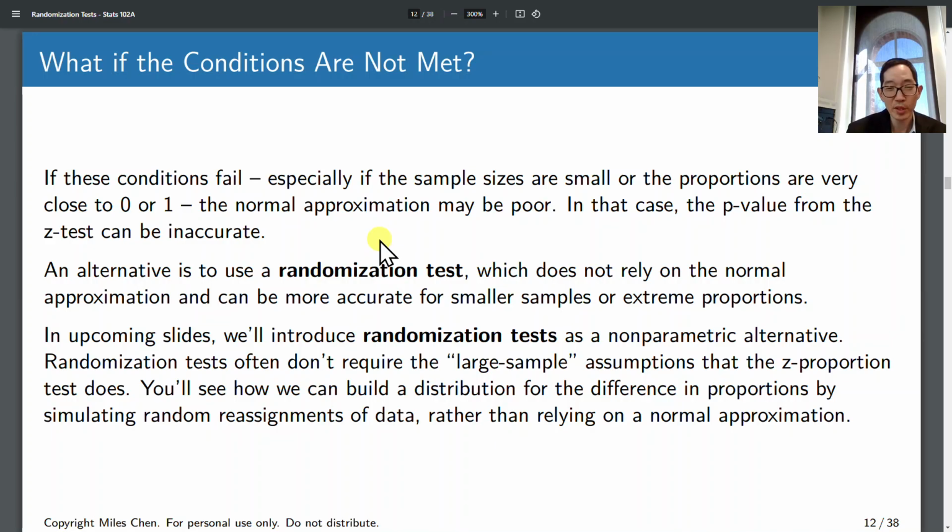So we'll look at randomization tests as a non-parametric alternative. They don't require the large sample assumptions that the z-test for proportions requires, and we'll try to build a distribution for the difference in proportions by simulating random reassignment of the data. So that's what we're going to take a look at.